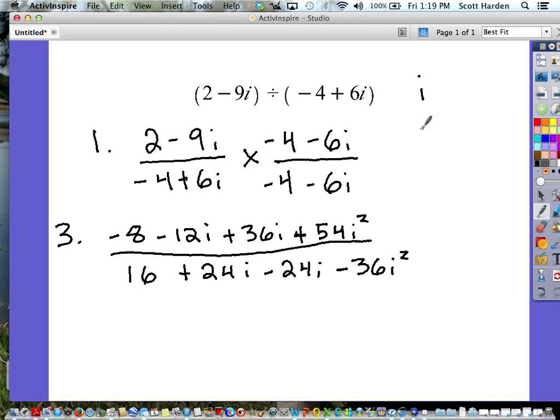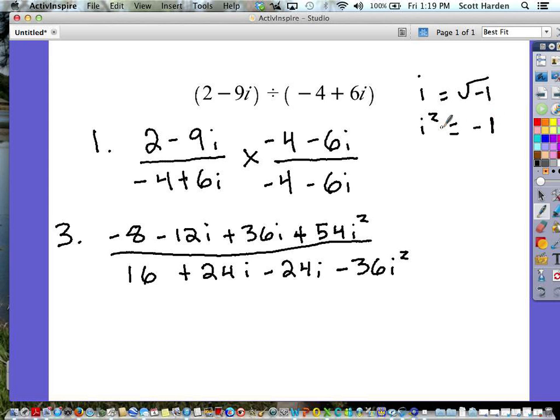Now, here's a good point. Remember, I've got my exponents of i chart. I'm only going to go to 2 of them right now. i is equal to the square root of negative 1. i to the second power is equal to negative 1.